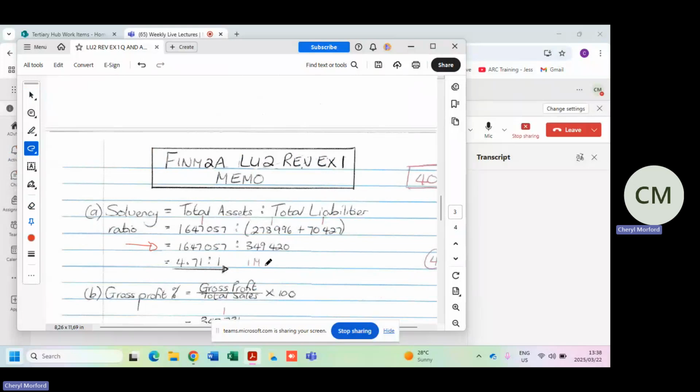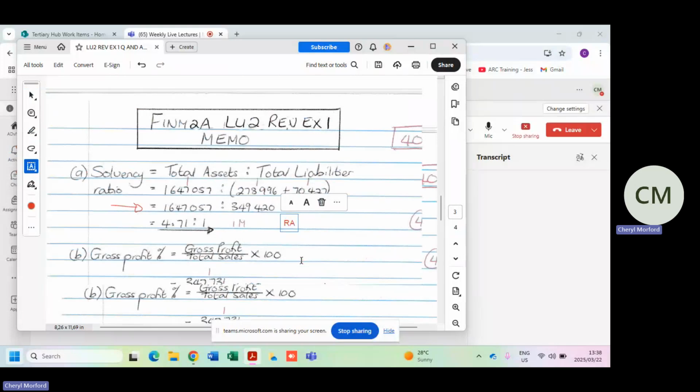So what do we see over here? Our total assets exceed the total liabilities by quite a lot. So our ratio is 4.71 is to 1. And now the important thing about this is, how do we express the answer? It must be in the form of a ratio.